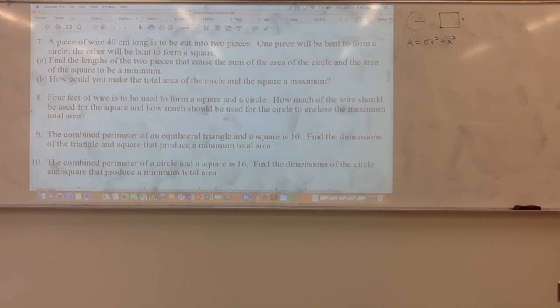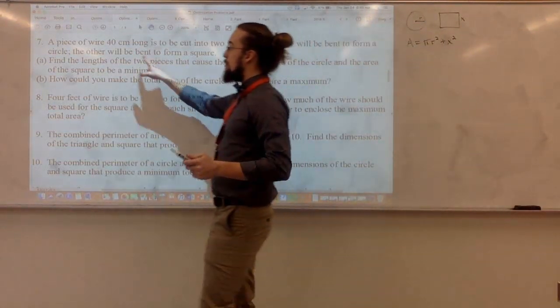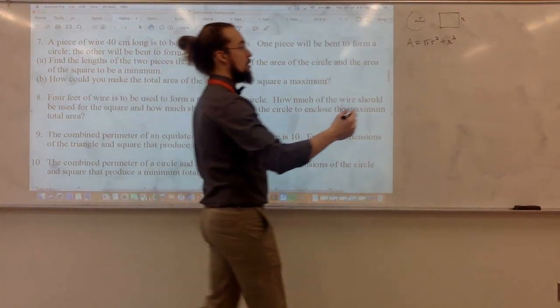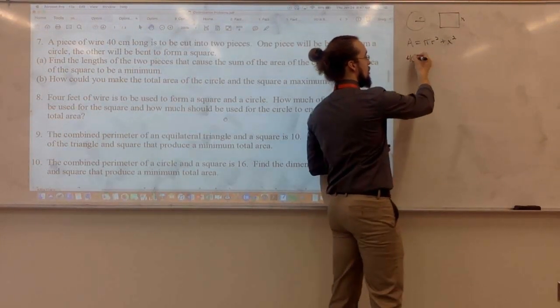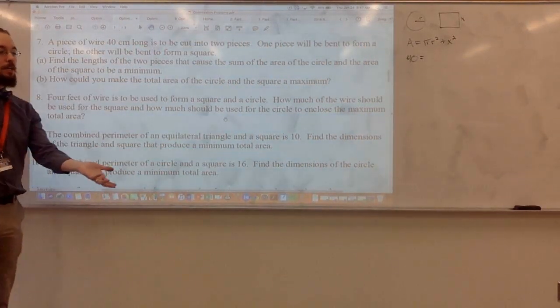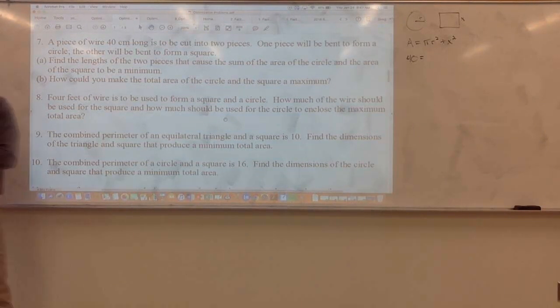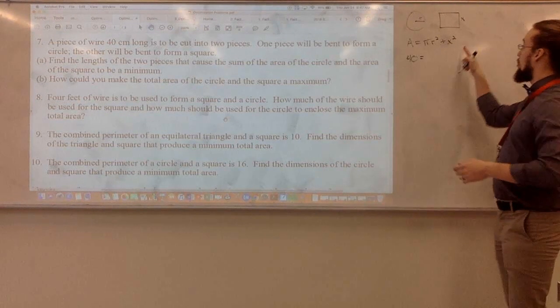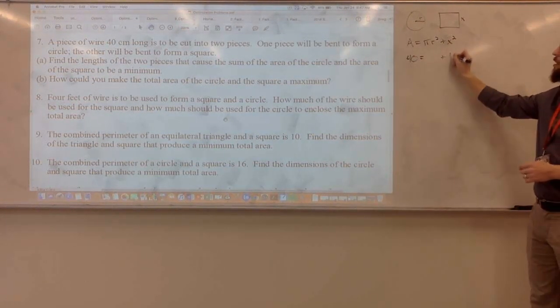Okay, so the other piece of information we're given is that this piece of wire that we're cutting is 40 centimeters. So whatever this is has to equal 40. So what is that going to be? What am I talking about if I'm talking about the length? Perimeter, right. So I want the perimeter of the circle plus the perimeter of the square. So the perimeter of the square would be 4x.